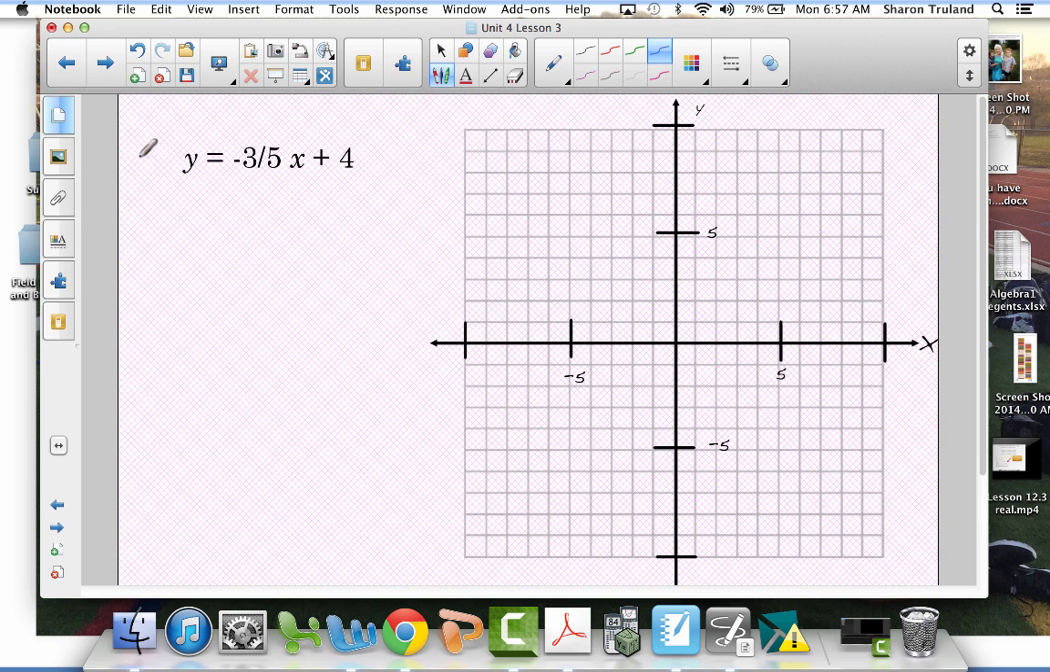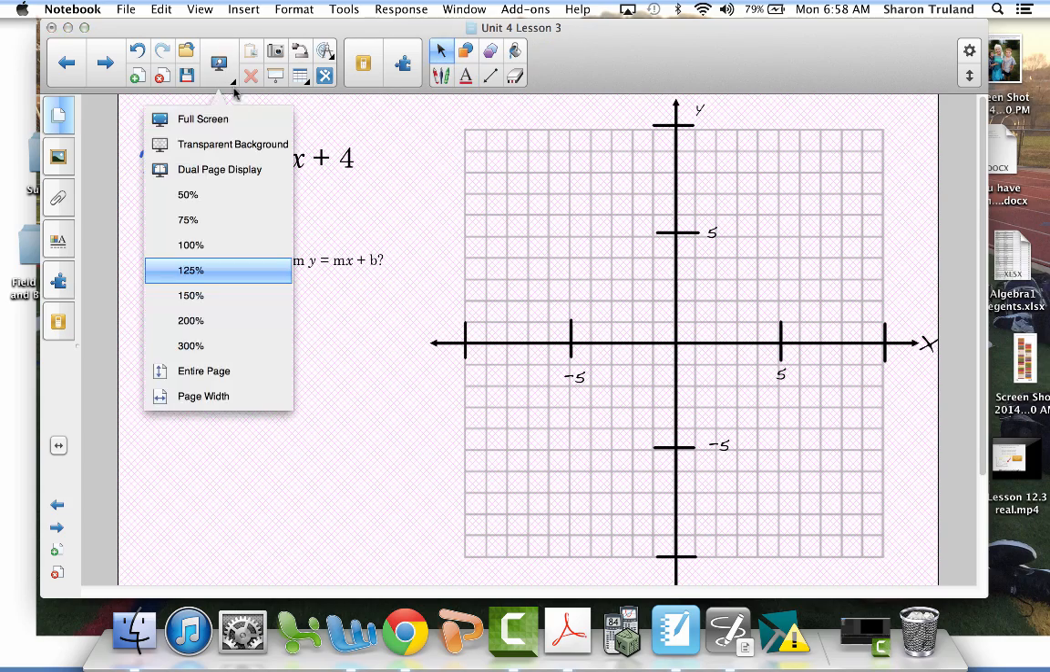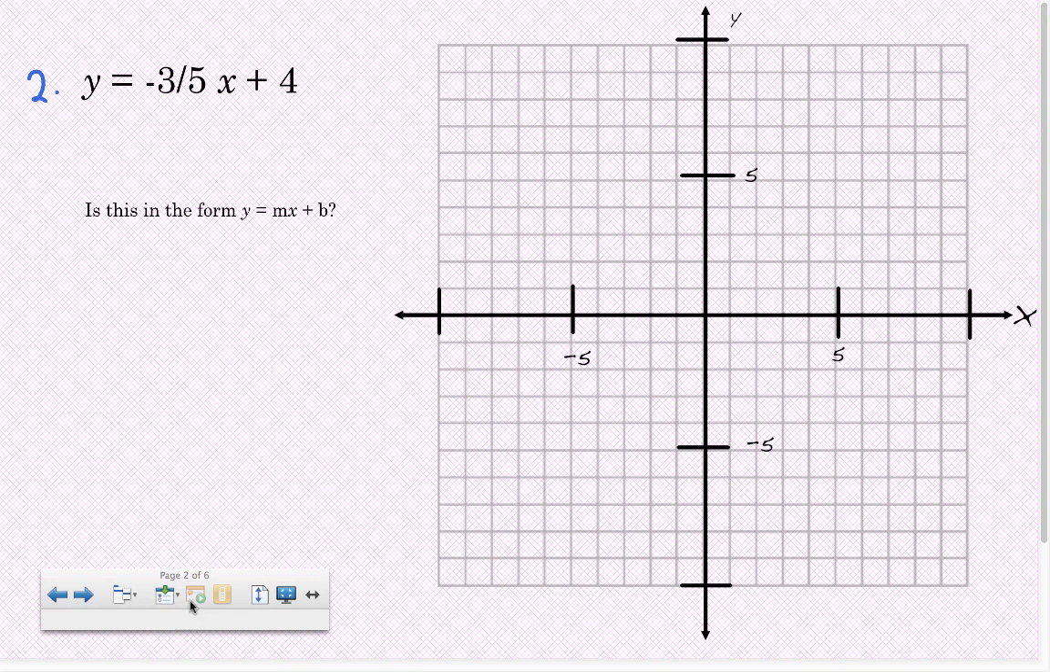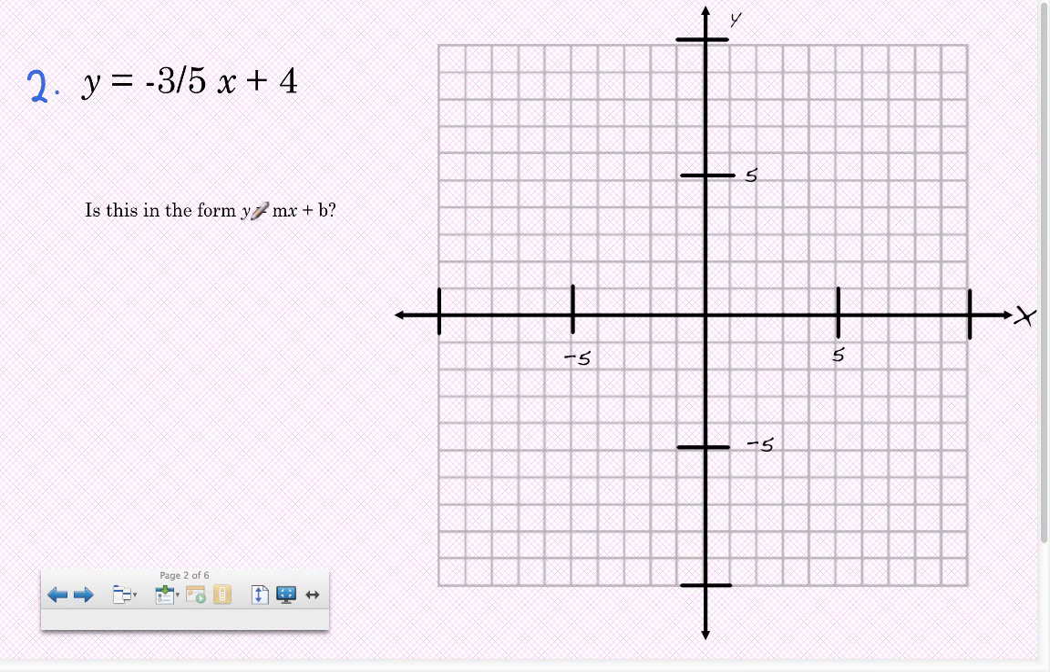All right, so let's try example number 2. First question you ask yourself is, is this in the form y equals mx plus b? Yes, it is. So we're happy when that happens. Let me get this on full screen again. Yes, y, we have our slope, and then we have our y-intercept.